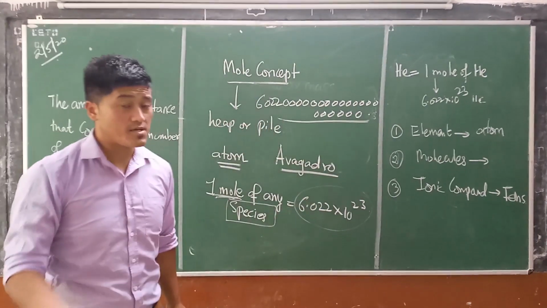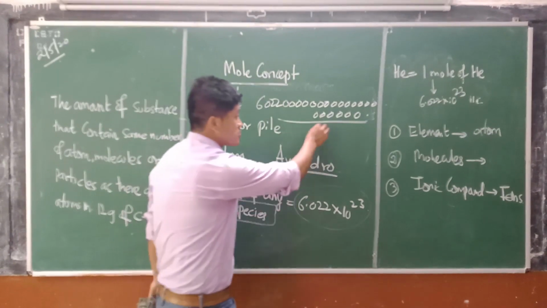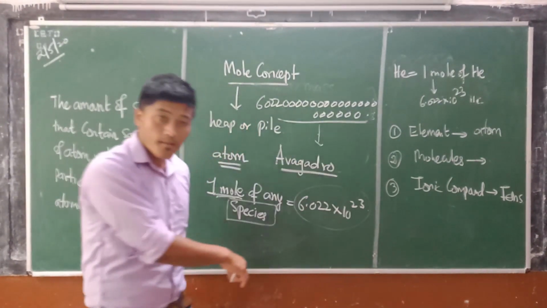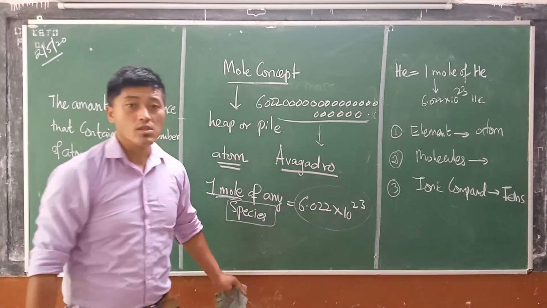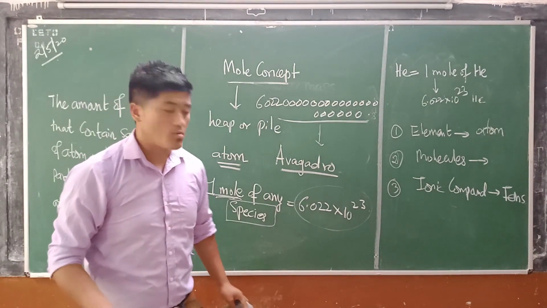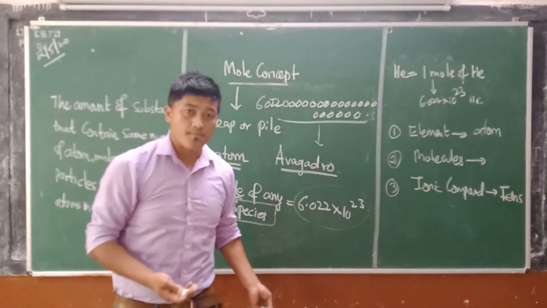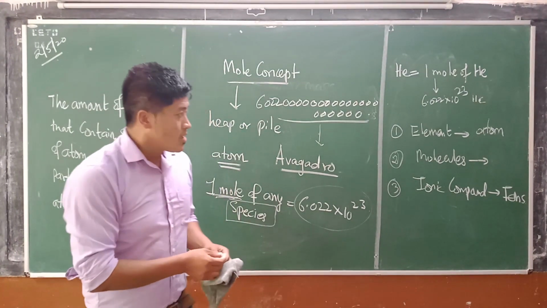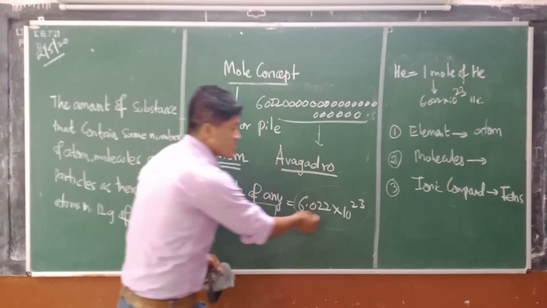Is it possible for the store owner to produce this many chocolates for you? I don't think it's possible. That is why we don't use the mole in our daily life. This mole concept is normally used by chemists. So now, 1 mole is equal to 6.022 times 10 raised to the power 23.